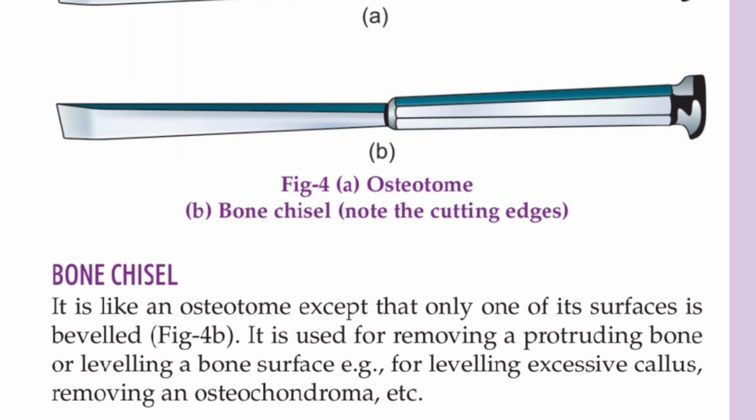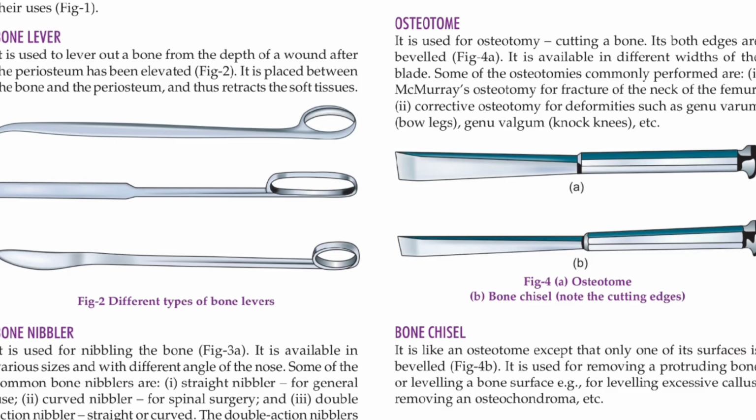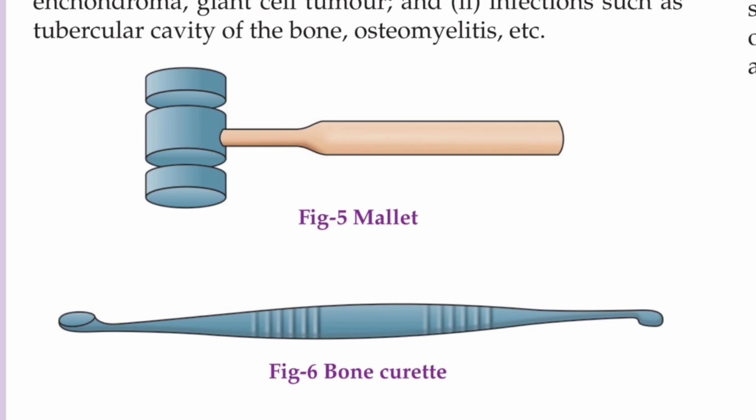So next instrument here you can see is a mallet. Okay, mallet is nothing but the hammer, and next is a bone curette. Okay, which helps in curettage, like in osteomyelitis. Okay, here it is a mallet and the bone curette.